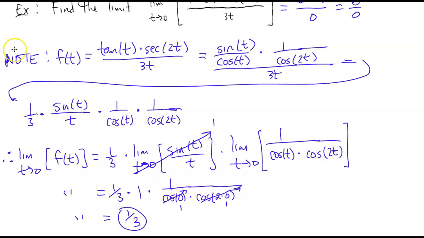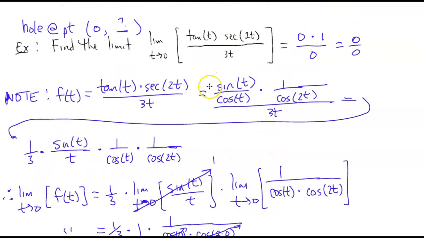And again, conceptually, what this means is that this particular function here, our f of t that we've named, has a hole in its graph, and the hole is at the point (0, 1/3).